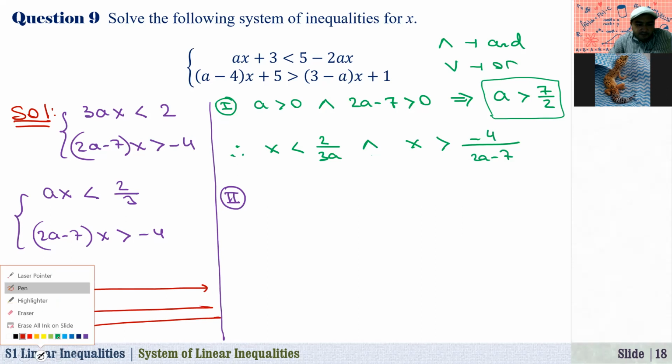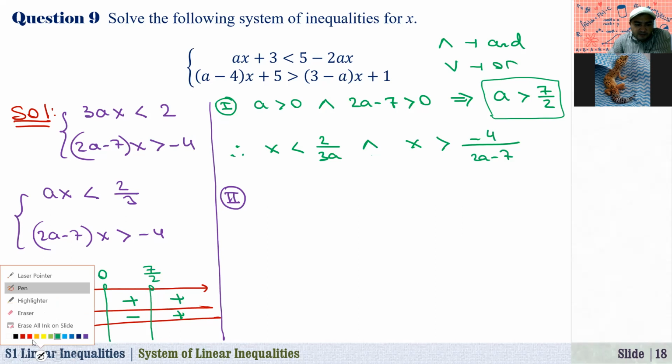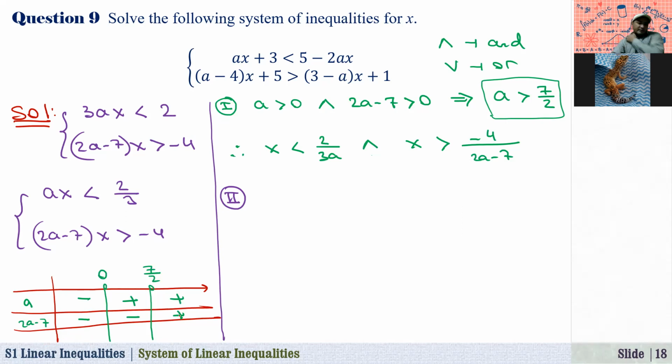Okay. Here we have A and 2A minus 7, right? Here we have 0, and here we have 0, 7 over 2. For A, here it is positive, positive, negative. For 7 over 2, it is positive, negative, negative. And here, both are positive, negative, negative. Here, positive, negative. So positive, positive, right?